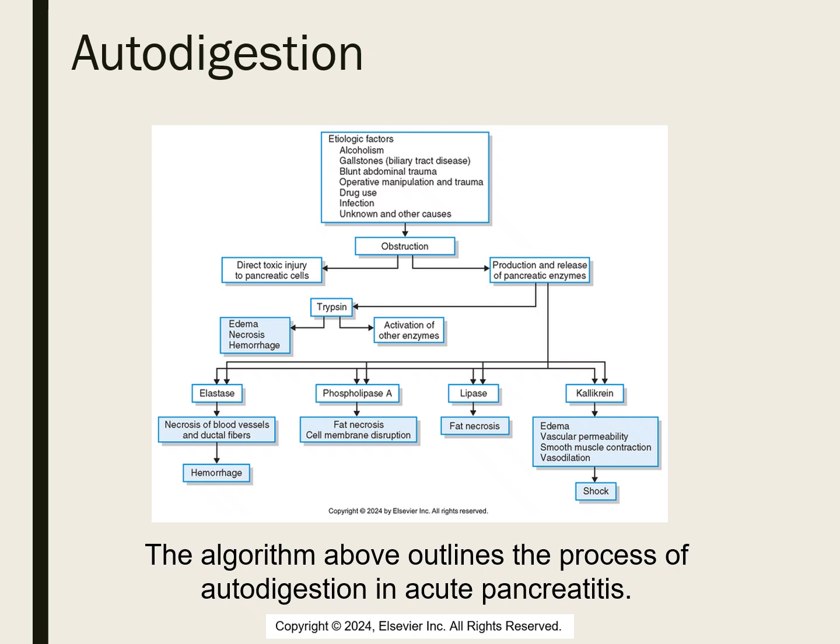And that obstruction can either go to the left where it just directly is toxic and it injures pancreatic cells, or it can go to the right and instead of just injuring those cells, it can cause the production and release of pancreatic enzymes in an excess amount. So once you go down from that box, you'll see trypsin, and then on the other side, you'll see where it goes down to elastase, lipase. So these are enzymes that the pancreas can produce in excess due to the obstruction. And below each of these enzymes, it's going to have what is going to happen in the body due to an excess increase of those enzymes.